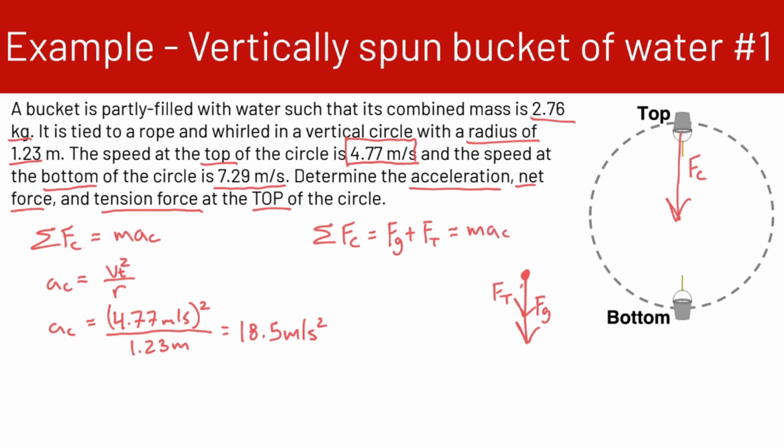So we know what Fg is. Fg is equal to mass times gravitational acceleration. Our mass, again, is 2.76 kilograms. So we have 2.76 kilograms times 10 meters per second squared, plus our tension force, and that's equal to our mass, 2.76, times our centripetal acceleration, which is 18.5.